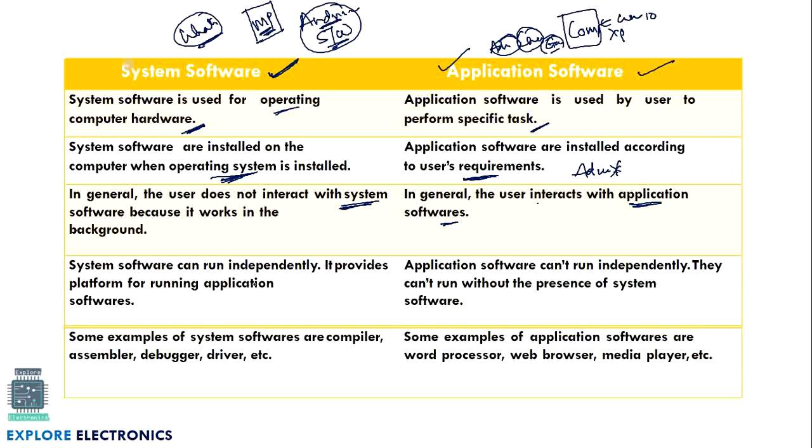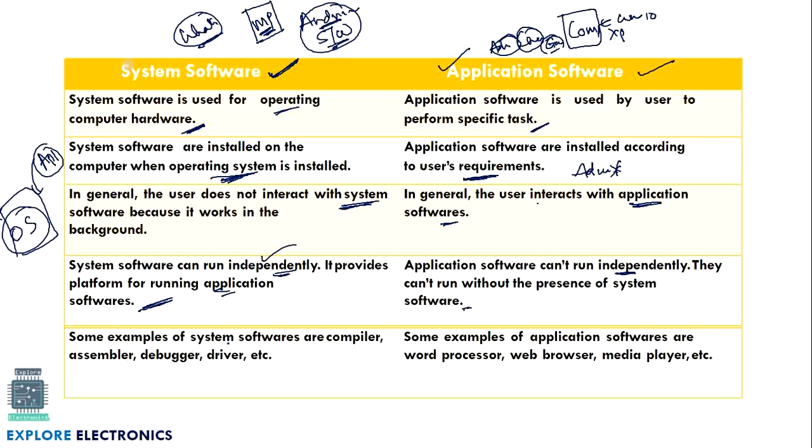And system software can run independently. It provides the platform for running application software. Once the OS is there within the system, we can install the applications, right? So system software can run independently, and it provides the platform for running the application software inside. But application software cannot run independently without the OS. They cannot run without the presence of the system software. The OS should be there first.